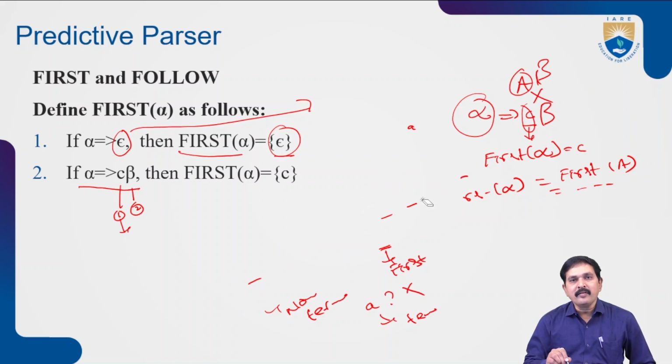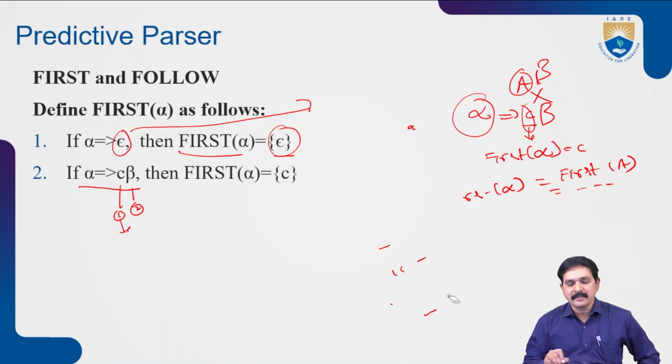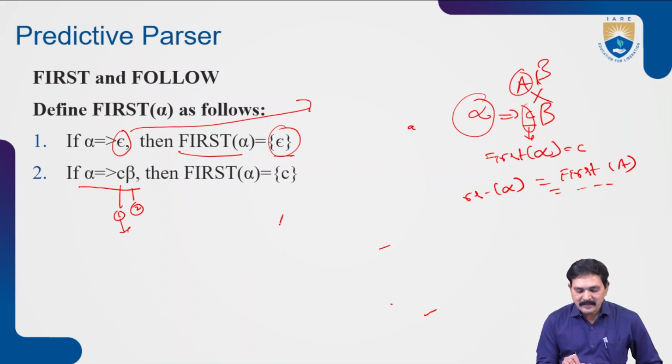The first algorithm, the name itself defines it. You try to extract the first terminal symbol. Suppose in any other case the first symbol is not a terminal, it is a non-terminal. At that time, you recursively call the first algorithm for that particular non-terminal symbol also. So I am giving some examples.